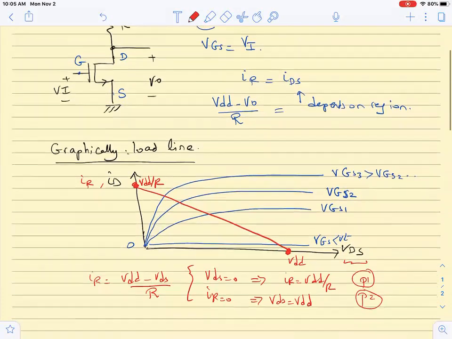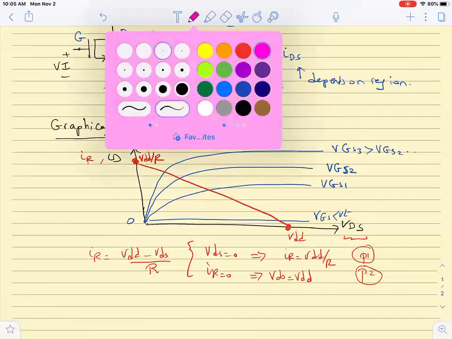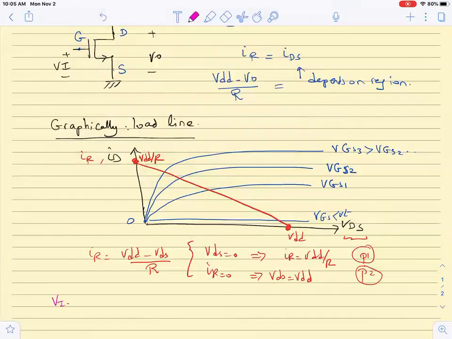Graphically, if somebody is asking me what is the solution when Vn is less than Vt, or VGS less than Vt, or what is the solution when Vn equals VGS1, then I am operating at the intersection point of the load line and the IDS-VDS characteristic curves, the transistor current curves. This is what is happening.